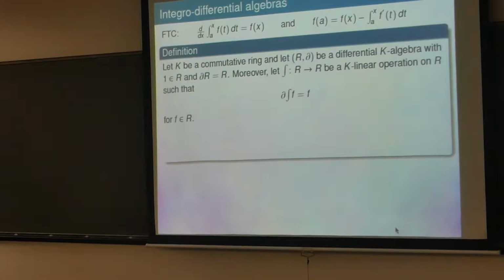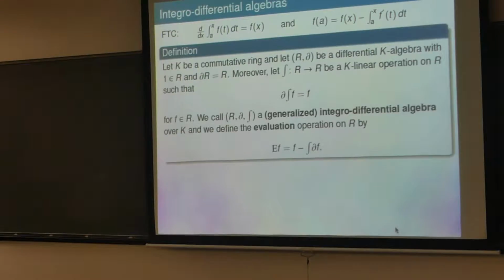And if we have this second operation on our differential algebra, we call this triple a generalized integral differential algebra over K, and we can define an evaluation, which we denote by E, by the above formula. It's a very natural definition of what an integral differential algebra could be.